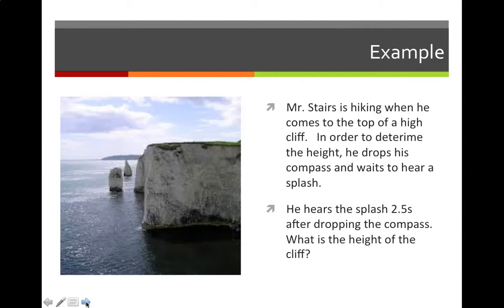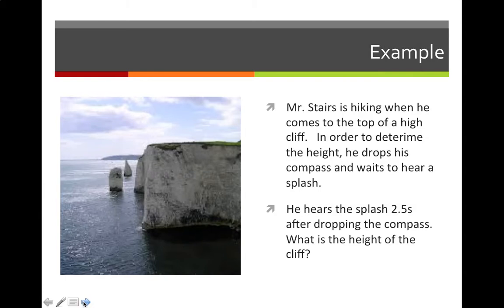So here's our example. Stairs is hiking when he comes to the top of a high cliff. In order to determine, pardon my spelling error, the height of the cliff, he drops his compass and waits to hear the splash. So he's standing up here, he waits for a splash. Neglecting the speed of sound, he hears the splash 2.5 seconds later. What is the height of the cliff?